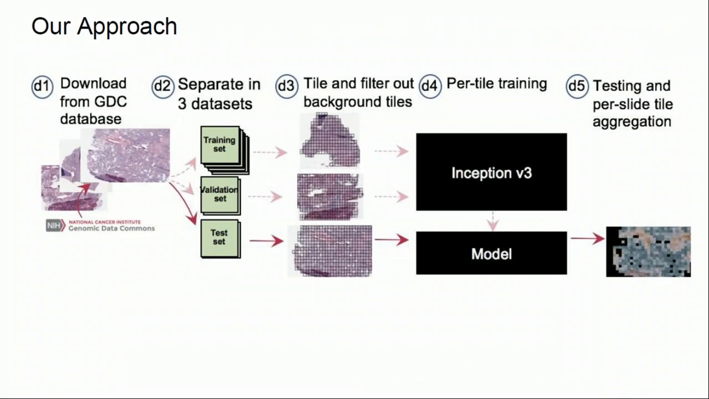So let me briefly tell you that the data we use is publicly available. It's from an initiative called TCGA. They have collected about 32,000 patients, primarily all cancer patients. They have scanned their tumors, basically. They have done genomics, sequencing, RNA sequencing, all sorts of valuable data.